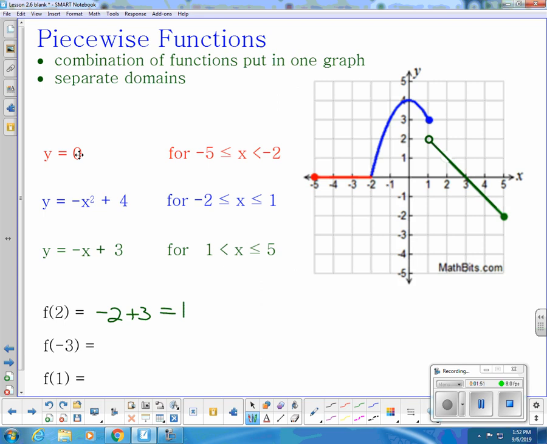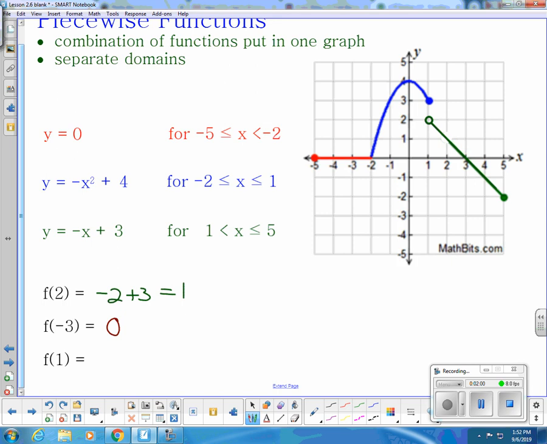What about f of -3? Which neighborhood does he live in? Red. So there's nothing to plug in. He's just 0. And if I wanted to evaluate f of 1, which neighborhood is he in? Blue? Could it be green? They both have a 1. Where does 1 actually live, though? Blue. So you have to be real careful where you have that or equal to part. So he lives in the blue, so it equals 3. That's how you would evaluate using a piecewise function.